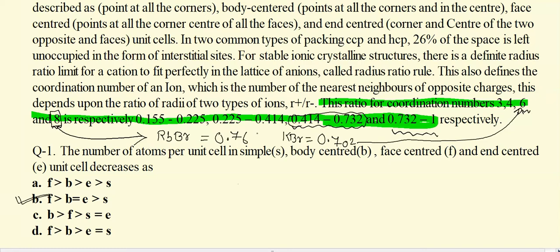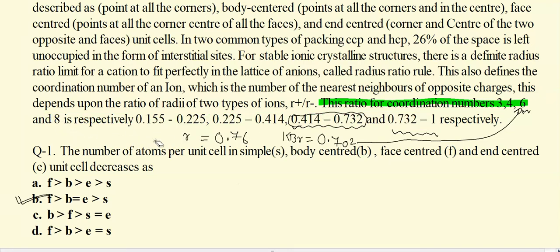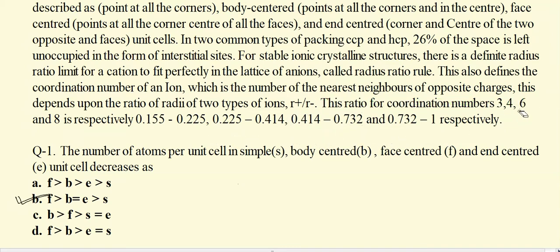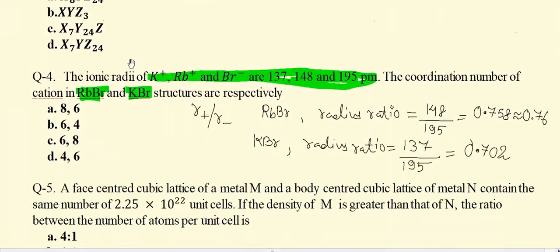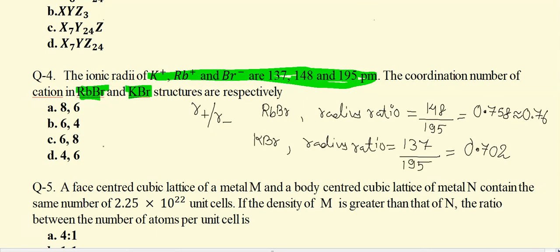Now you can directly answer here. The answer is 8 comma 6. So let's see which option is 8 comma 6. It is the first option, A. So our answer becomes 8 comma 6, option A.